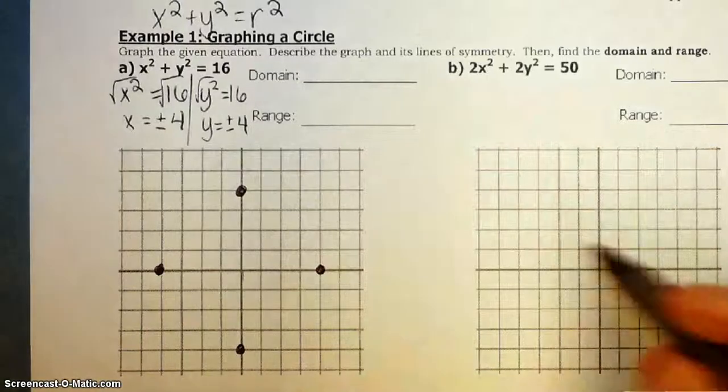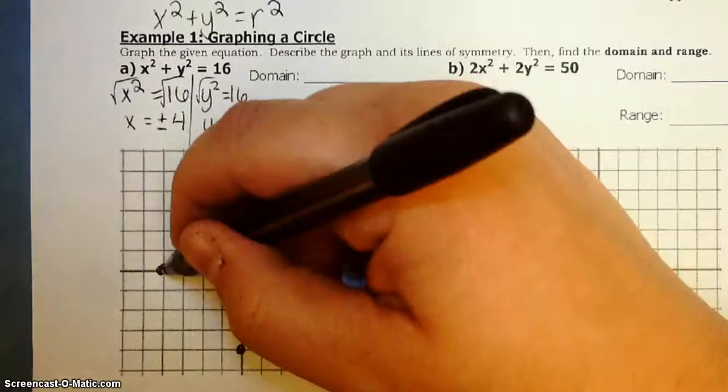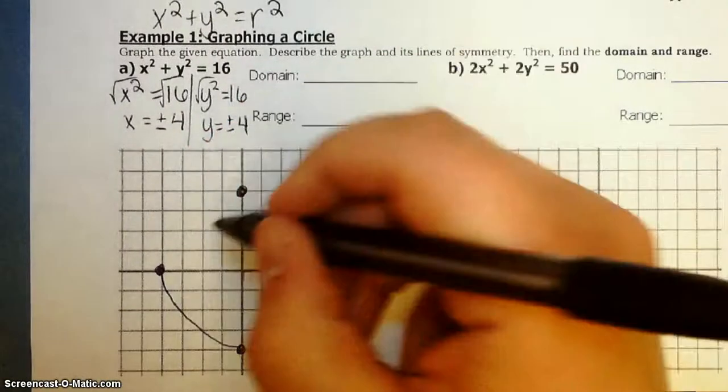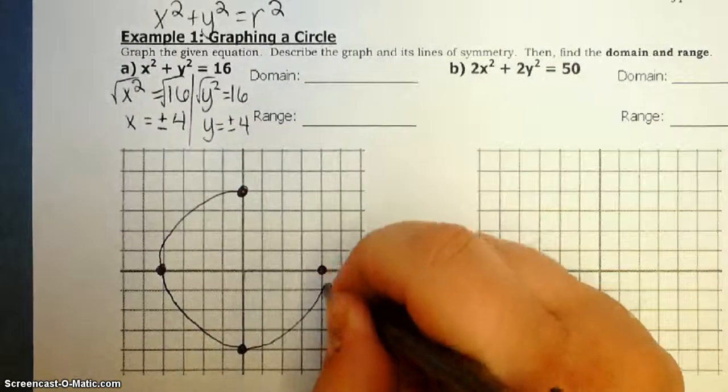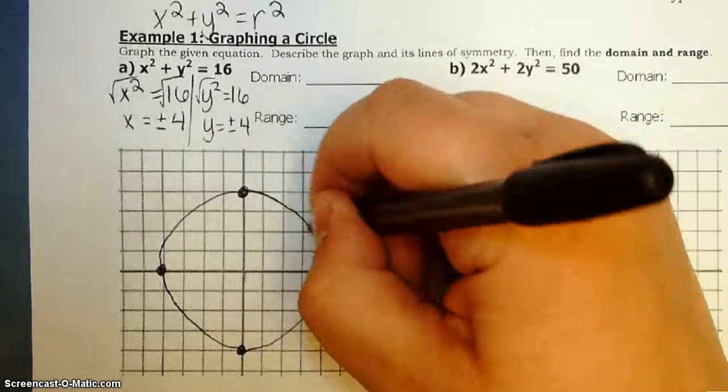And this is going to give me the outline of my circle. I'm just going to connect these. The center is going to be the origin at (0, 0). I'm just doing my best to make that a curved shape.